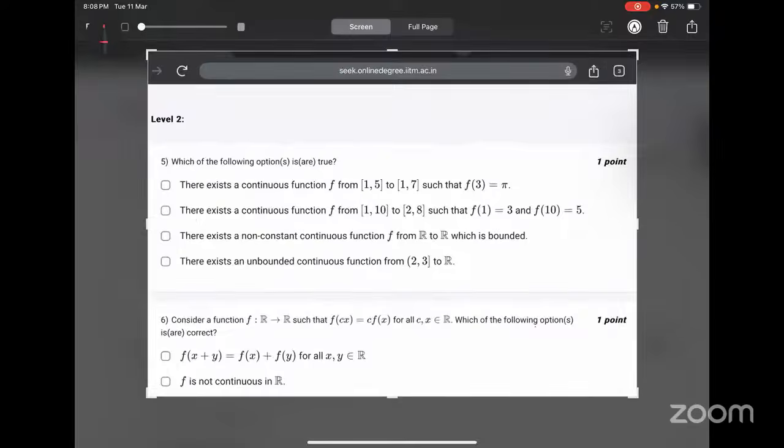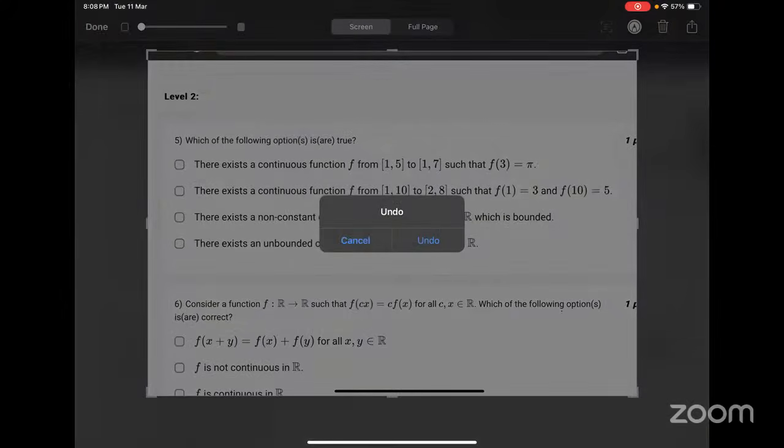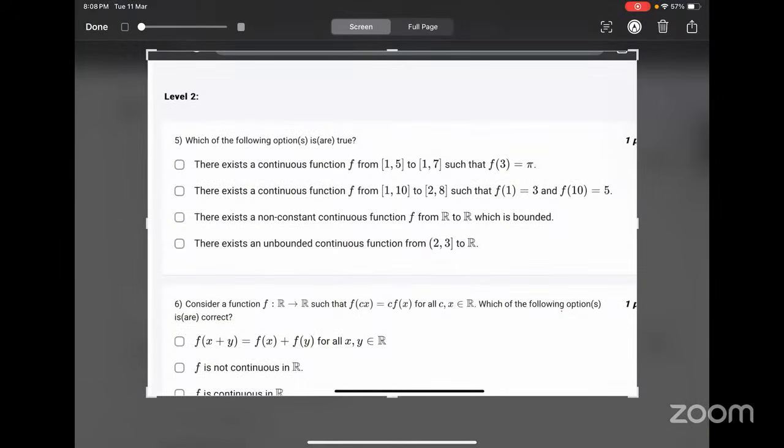Okay. So we have to check option by option. Let us first check the first option. So what is the first option? There is a continuous function f from 1,5 to 1,7 such that f of 3 equals pi. So what is the approximate value of pi? Ma'am, 3.14. Right. So pi is approximately 3.14. That means pi belongs to this interval, right?